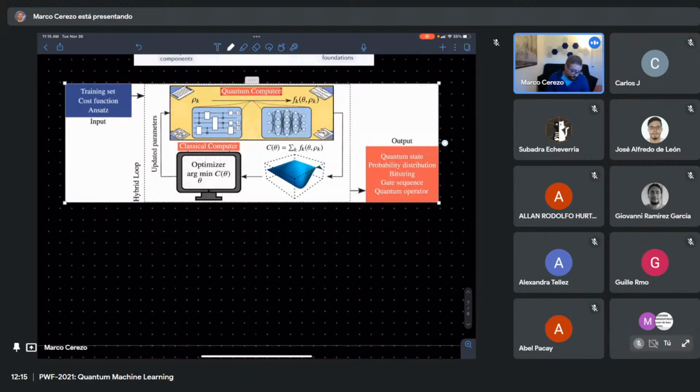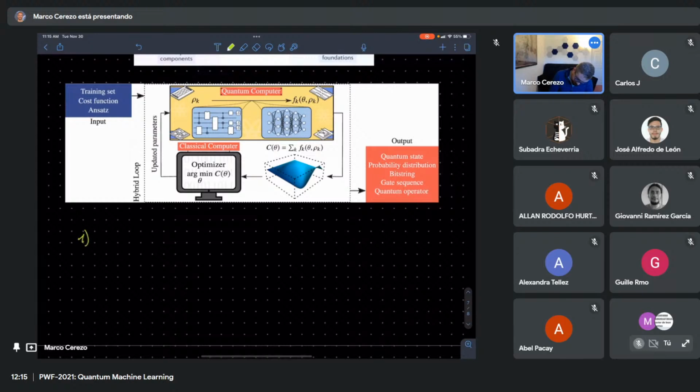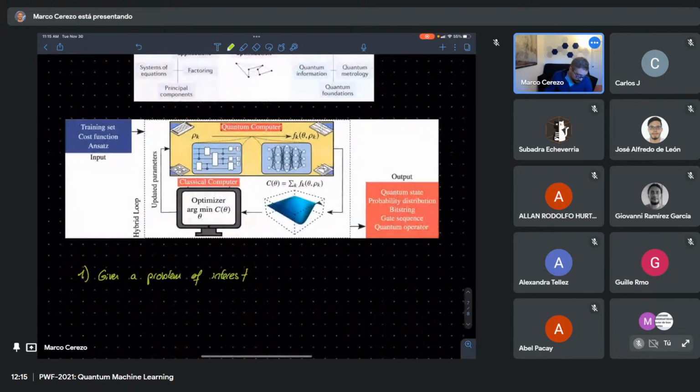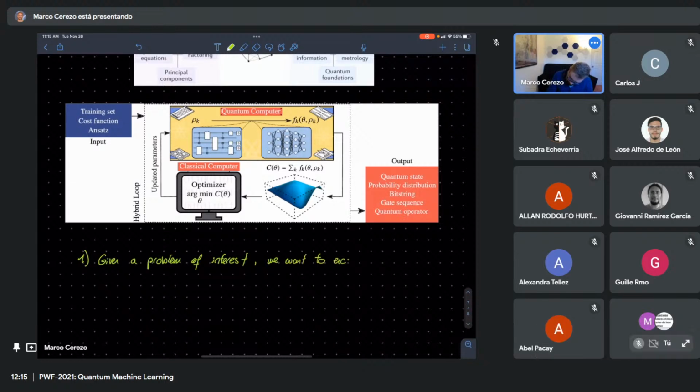In a hybrid model, the first thing that we want to do is, given a problem of interest, and again, you can think about a problem of interest as anything from this picture right here, encode this problem into an optimization task.